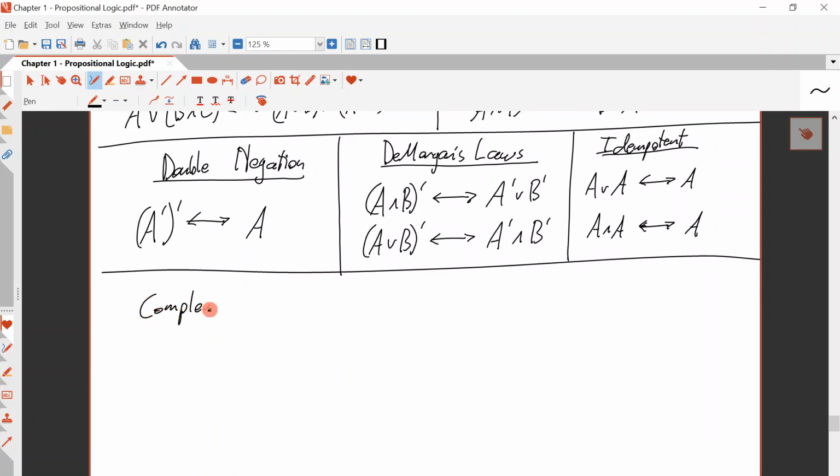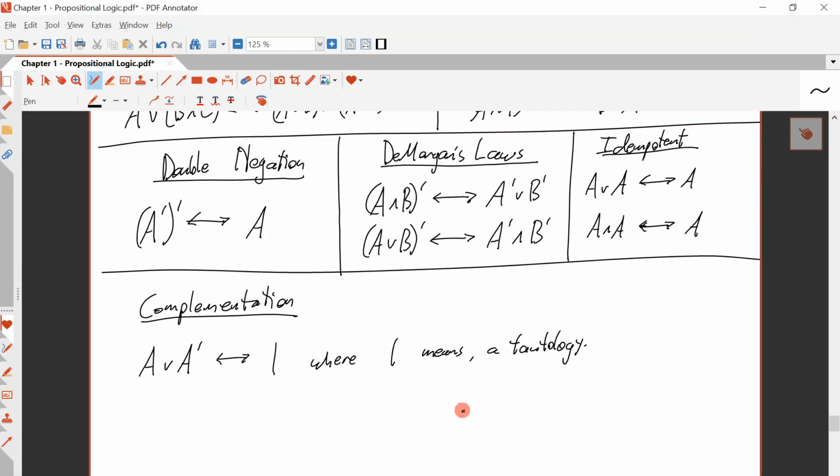Complementation looks like this. A or A naught, right? A or A naught. That's always true. It's a tautology, in other words, right? And we write that like this, where 1 means a tautology, right? A and A naught.